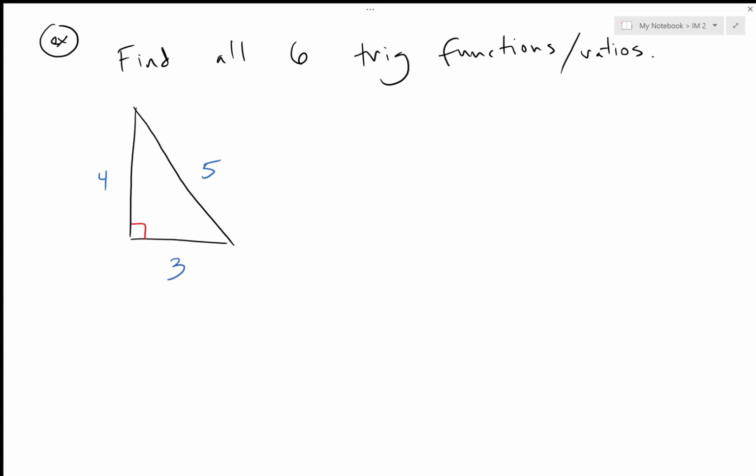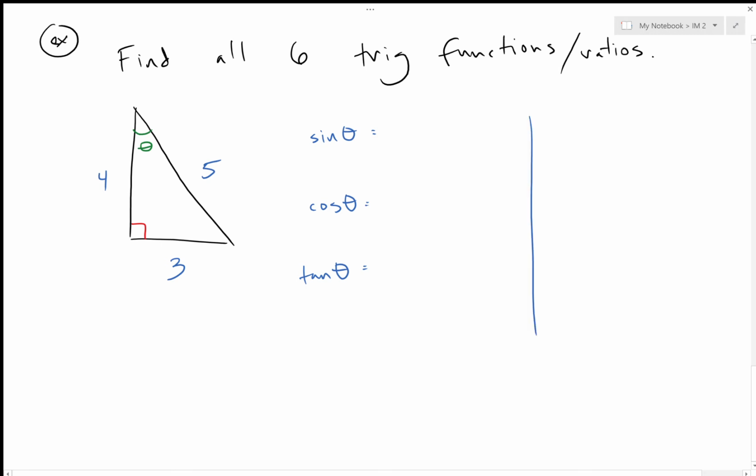Now the important thing that we don't have yet is theta. They're always going to label one of our corners as theta. The 90 never gets labeled as theta. It's going to be one of the other two, and in this case they're going to label the top one. So I need to find all six trig functions. And remember the six. You can either write them out first or write them out later. The six are sine, cosine, tangent. That's what those are. And then there's the other three.